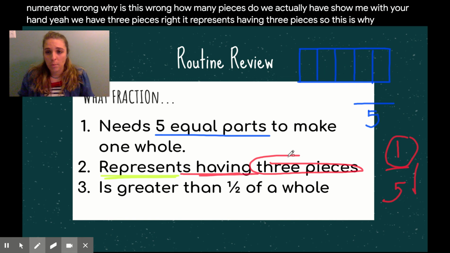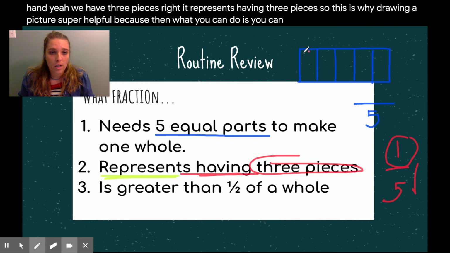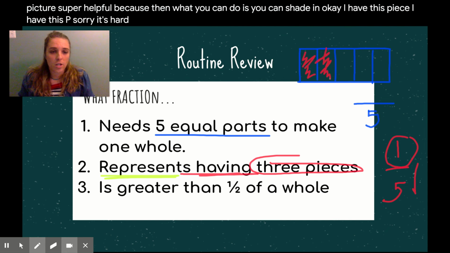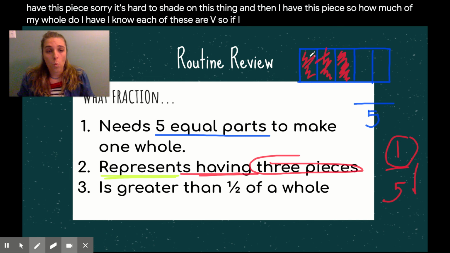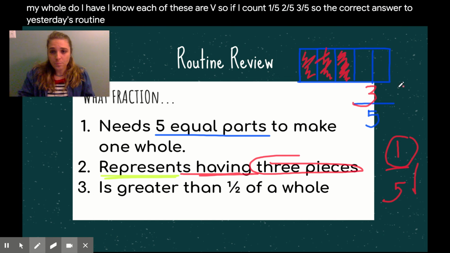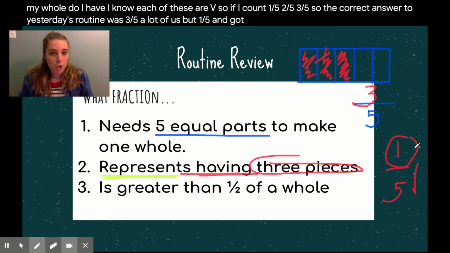This is why drawing a picture is super helpful, because then you can shade in, okay, I have this piece, I have this piece. Sorry, it's hard to shade on this thing. And then I have this piece. So how much of my whole do I have? I know each of these are fifths, so if I count 1/5, 2/5, 3/5. So the correct answer to yesterday's routine was 3/5. A lot of us put 1/5 and got kind of tricked.